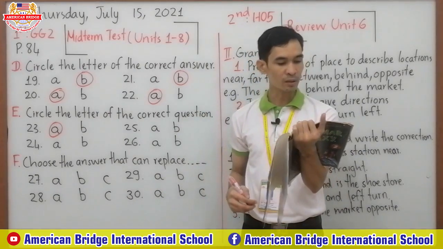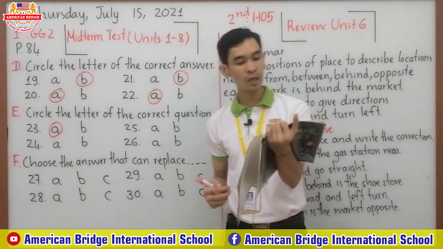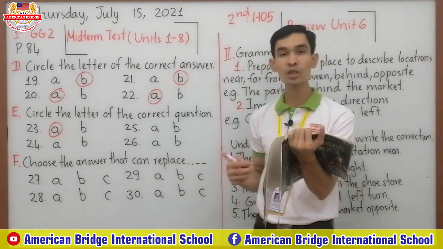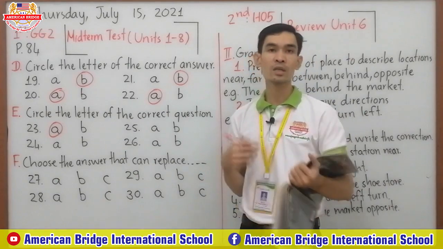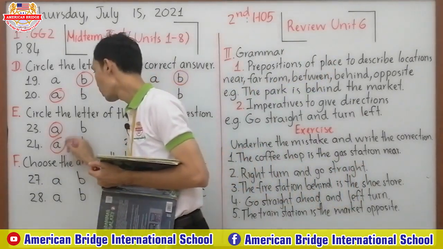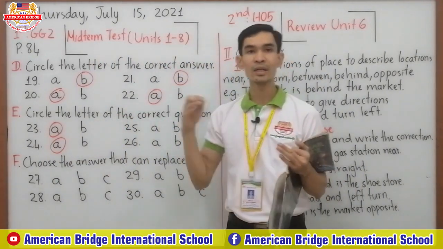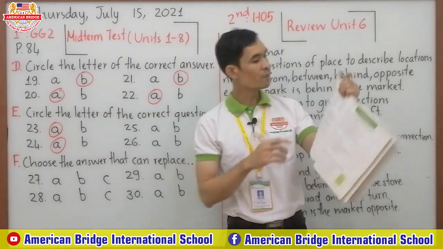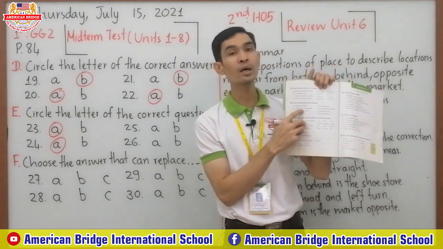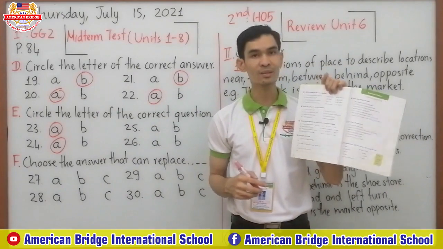Okay, how about number 24? A. Does she work in the hospital? And one more, does she works in the hospital? So the correct answer must be letter A, right? Why? Because when you use does, the other verb you need to use base form of verb, like the verb work. You cannot add s, es, or is here, right?